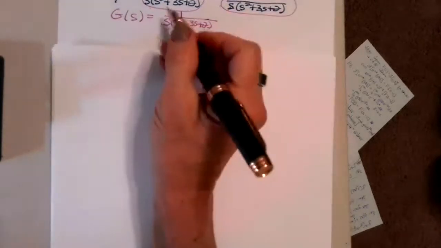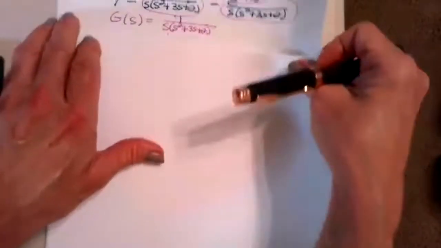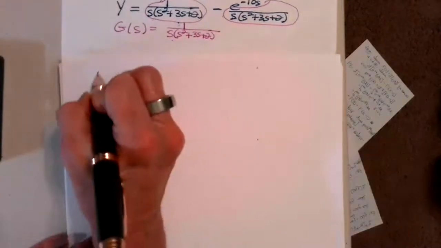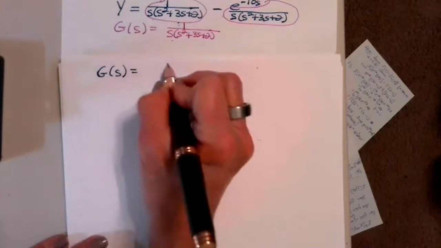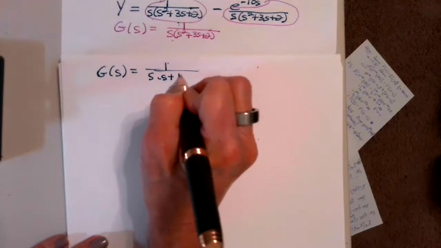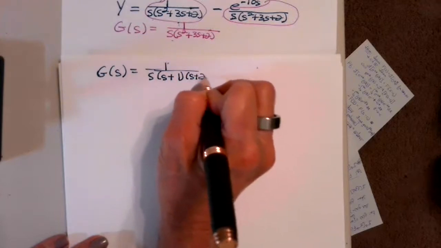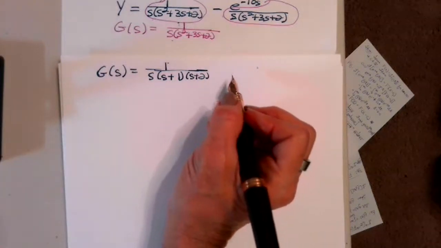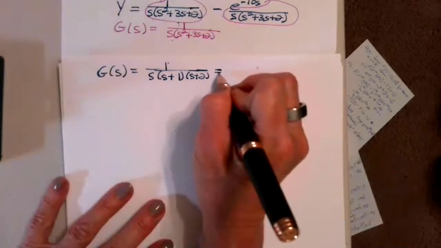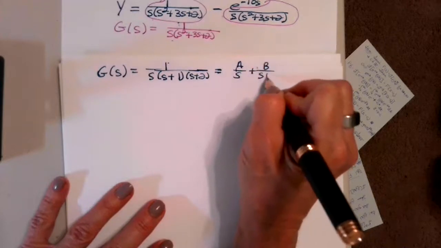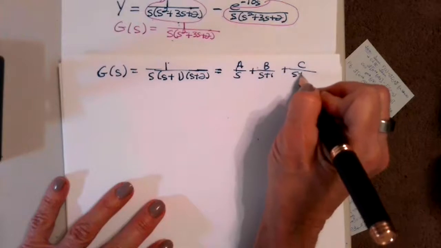In this case, this s squared plus 3s plus 2 factors to s plus 2 times s plus 1. So G of s is 1 over s times s plus 1 times s plus 2. If I want to write that out in a partial fraction decomposition, that's a little easier than before. Let's call it a over s plus b over s plus 1 plus c over s plus 2.